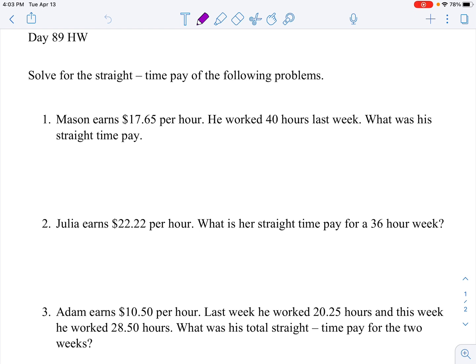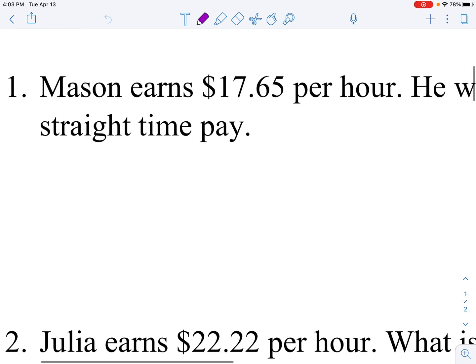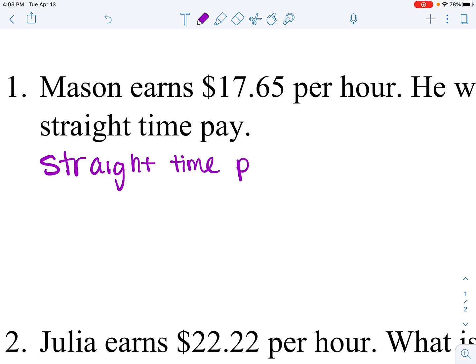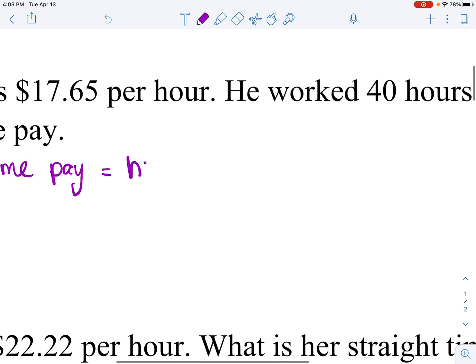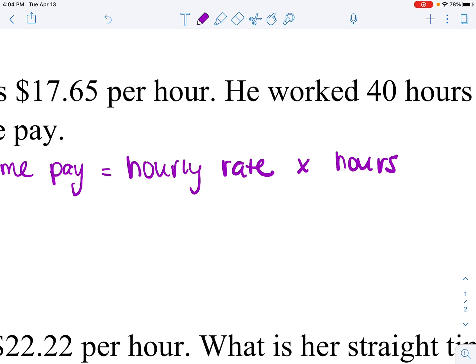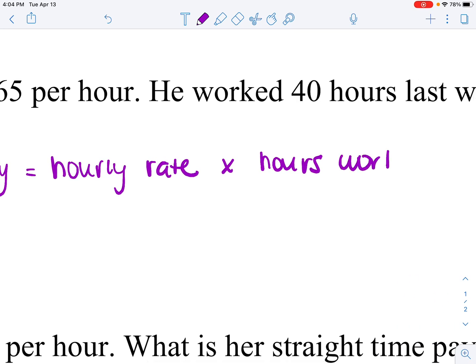So the first problem says Mason earns $17.65 per hour. He worked 40 hours last week. What was his straight time pay? The first thing you always want to do when you're calculating this is to write down our formula. So we know that straight time pay is equal to your hourly rate times the hours worked. And the rest is pretty easy.